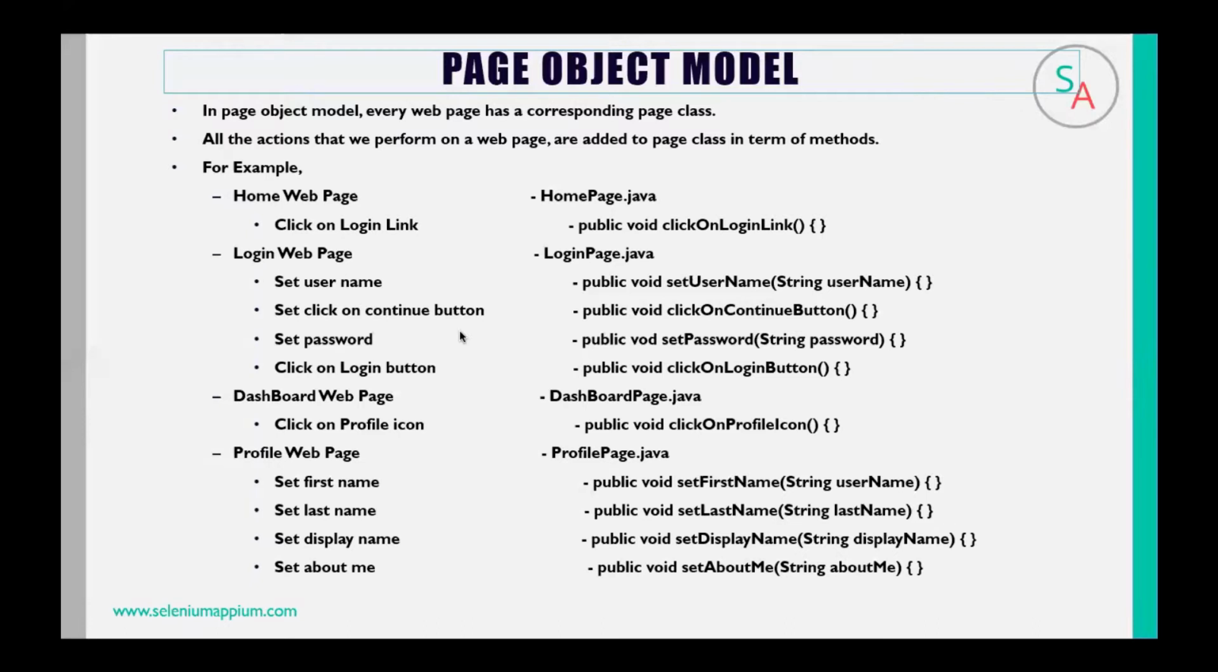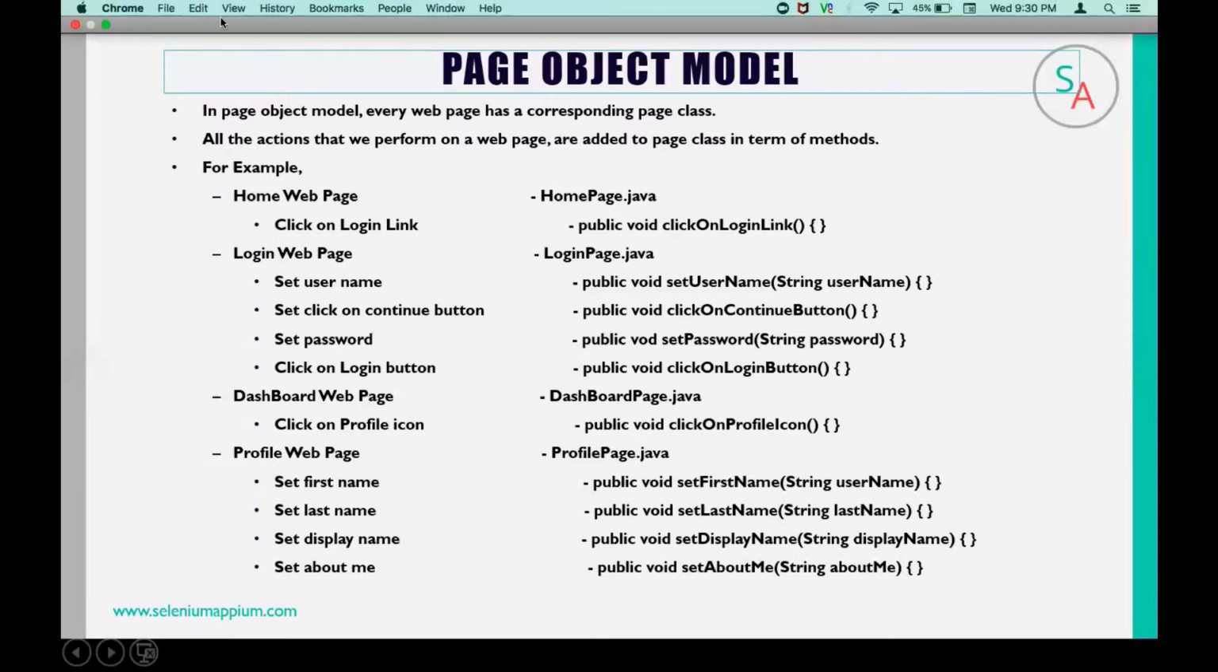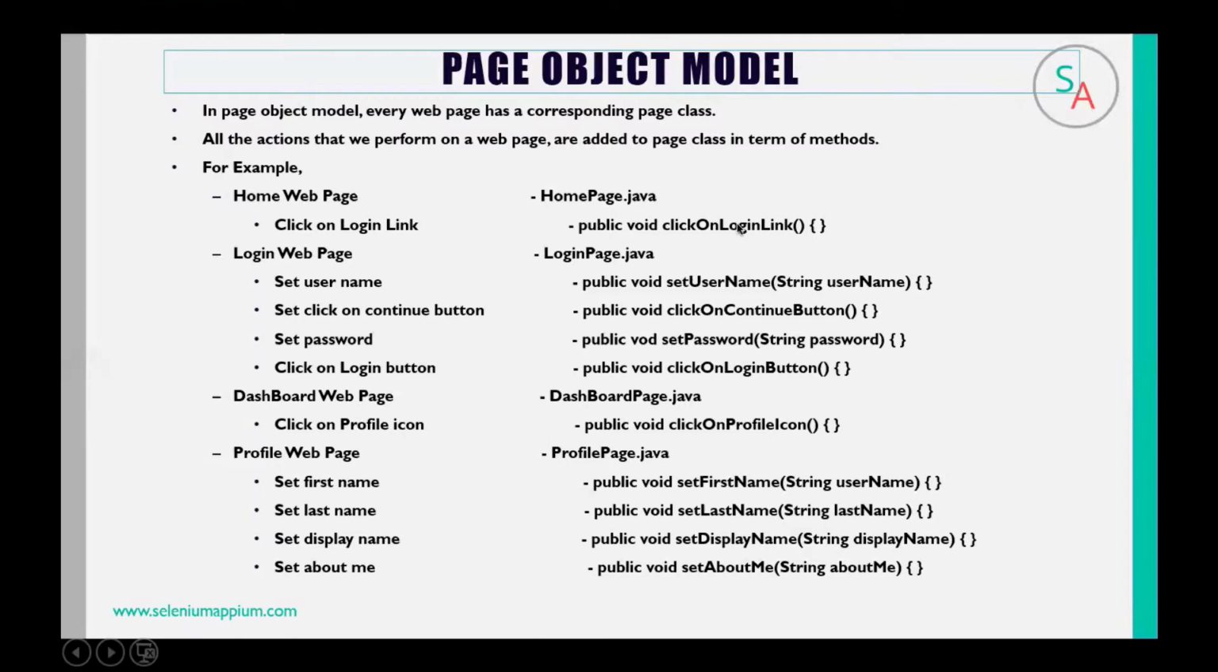And in the second point, whatever the actions that you are performing on the web page, all those actions should be converted to methods and kept in the page class that is created. In the home web page, you are performing an action that is click on login link. For this action, you should have a corresponding action method in the page class, that is public void click on login link. So how do we click on the login link? That code, you have to write it here. You have to implement it here.